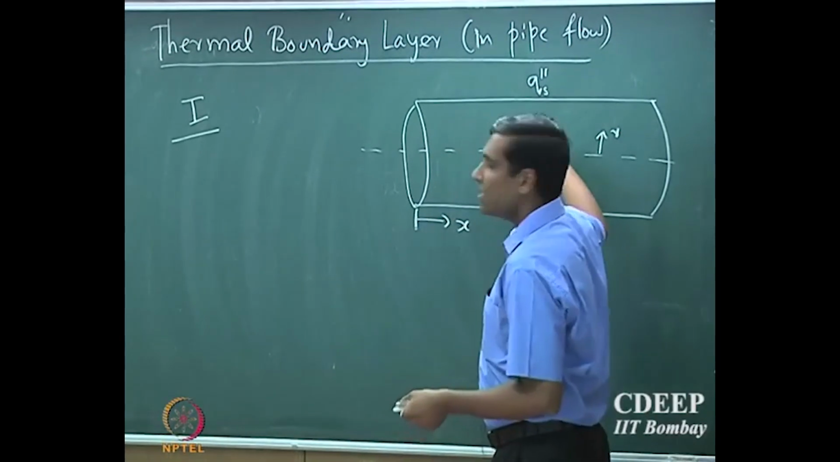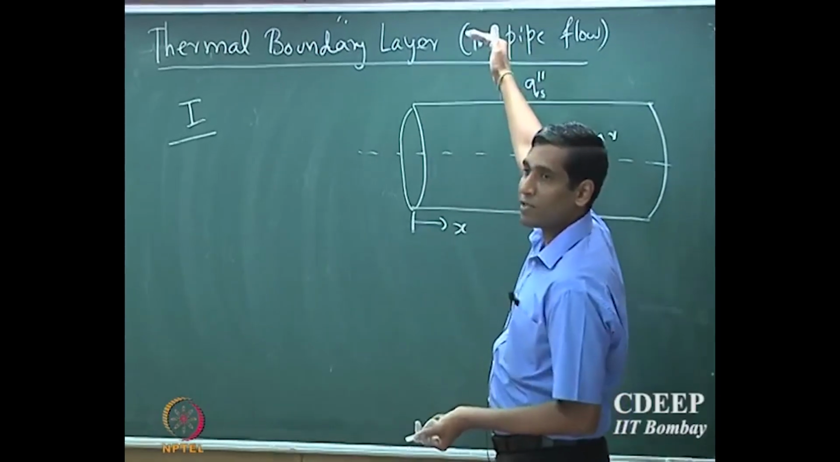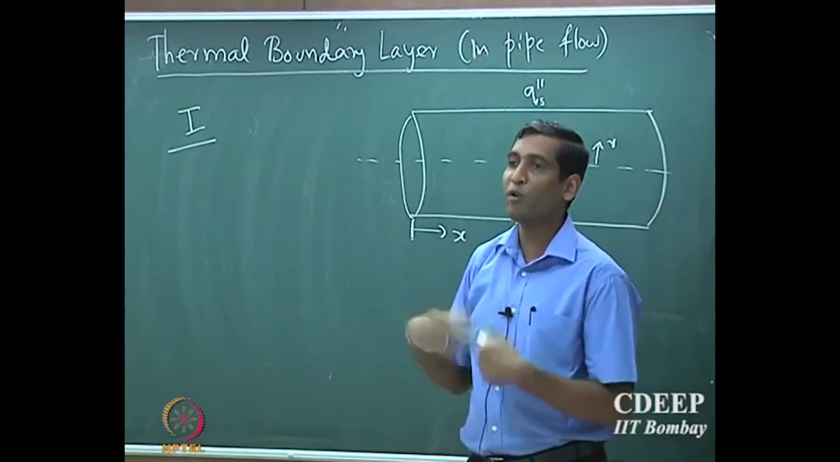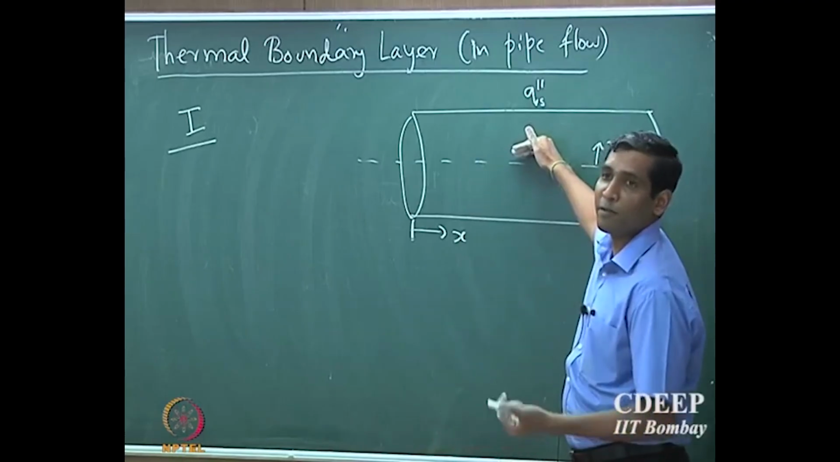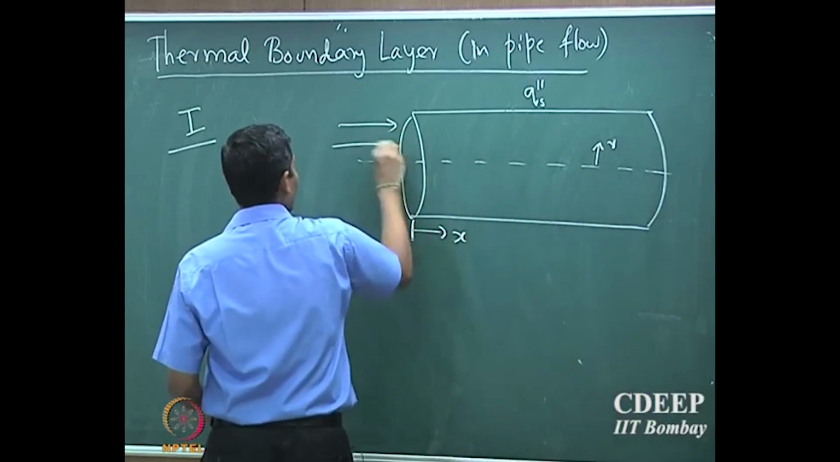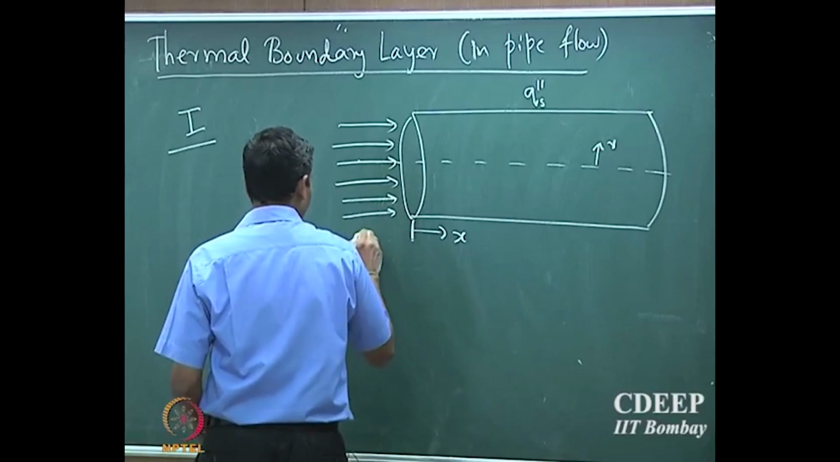So if the fluid is at a higher temperature, then there is a constant flux at which the heat is removed, and if the fluid is at a lower temperature where you want to heat the fluid, then there could be a constant flux of heat that is supplied to the tube. Okay.